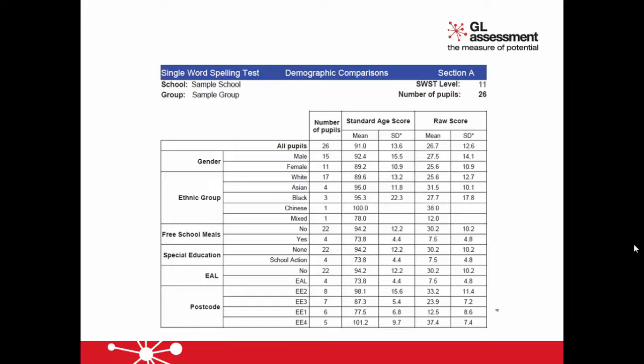In the columns, you can see that we have both the raw score, i.e. what the actual score in the test was, as well as the standard age score, or SAS, and remember that the average standard age score is always 100.